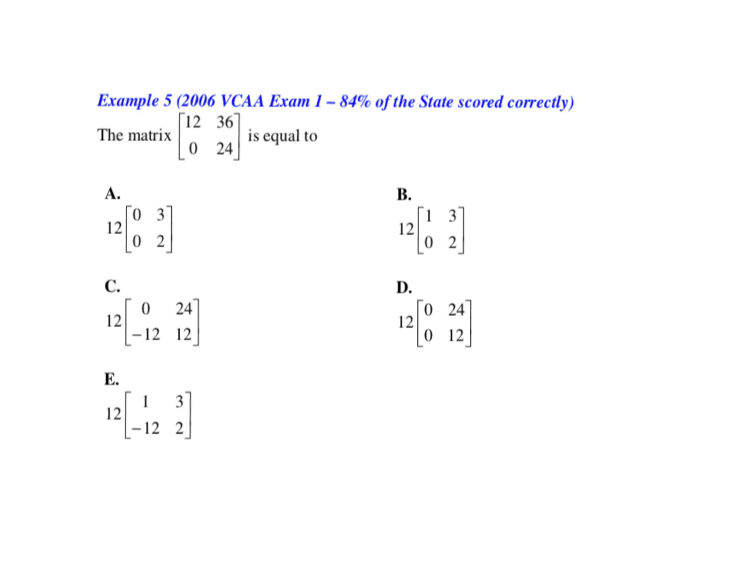Now, so here's an exam question, and it says you've got a matrix up there. What is this equal to? So what other matrix would end up producing that? So if you have a look at this one, if I multiplied that out, that would give me 12, 36, 0, and 24. Would you agree? Yeah, so that's another equivalent, isn't it? Yeah? If you check the other ones, they won't work.